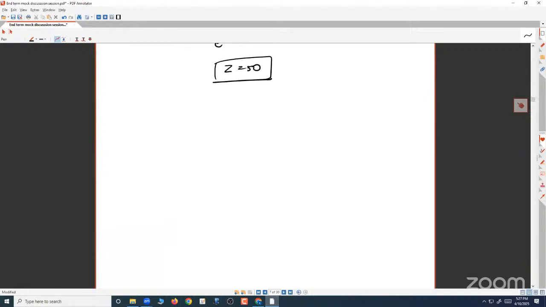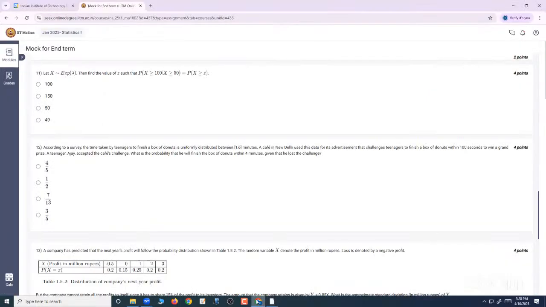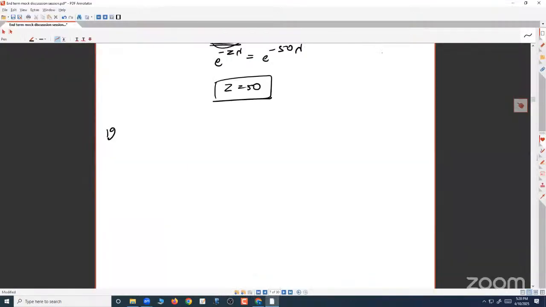Ma'am, I had one doubt. We are actually computing the probability for X lying between 240 and 360, right? The thing is, let's say my X is representing the time taken by the teenager to finish the box. So it is following a uniform distribution between 60 and 360 seconds.